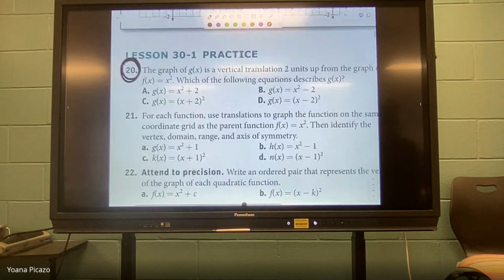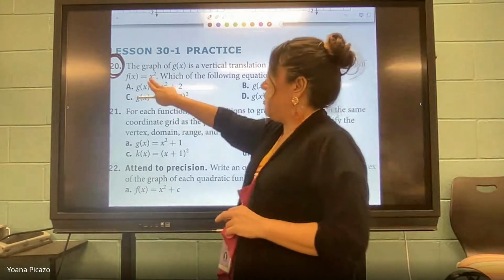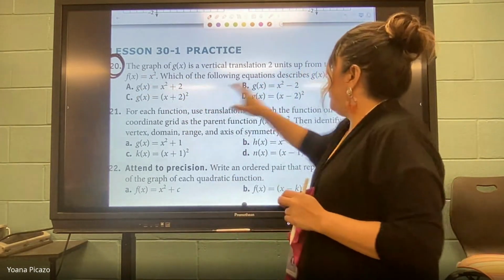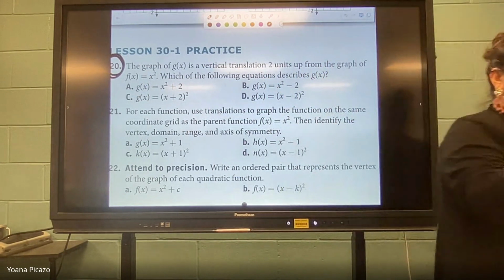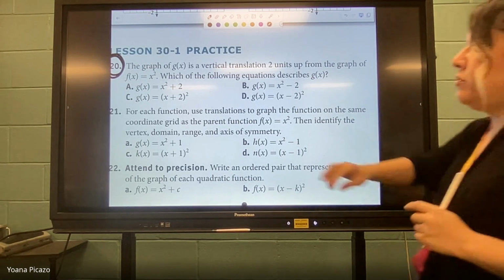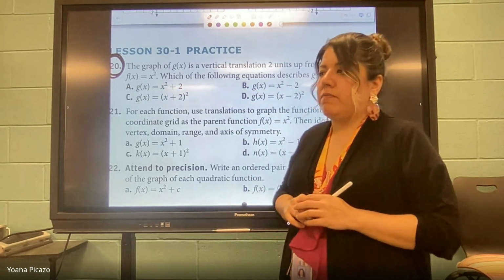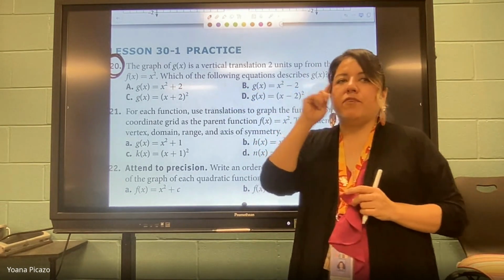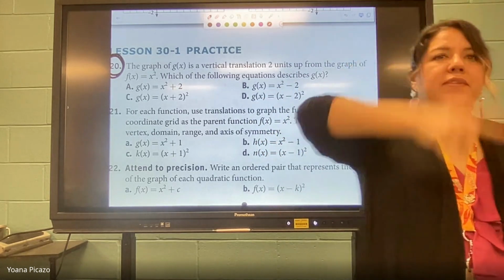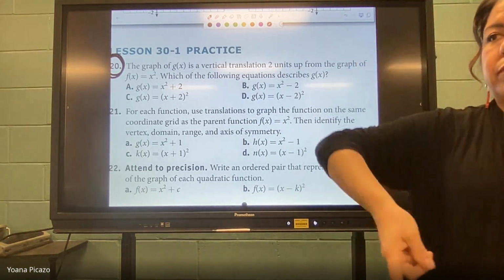Okay. And then for 20, it says the graph of g of x is a vertical translation 2 units up from the original parent function of x squared. Which of these are the only two that we could consider if we're looking at a vertical translation? A and C. Do these look the same in style? What does a vertical translation mean? It means that you either move up or down. That is a vertical translation, okay?